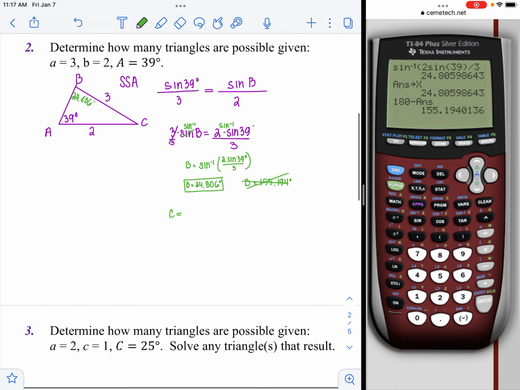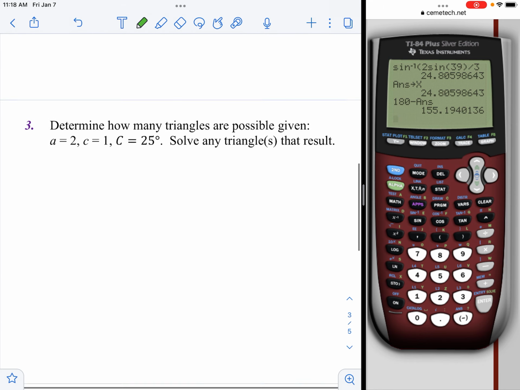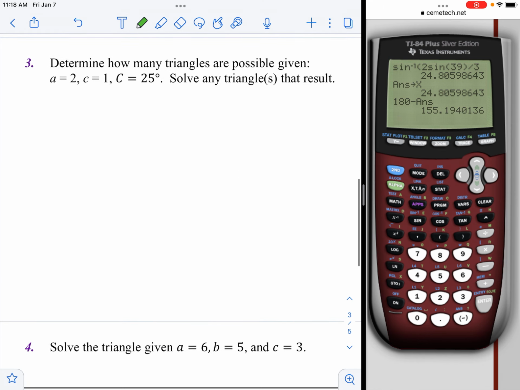Wait, what are the directions here? Determine how many triangles are possible. I don't even have to do the rest of that. Okay, so I think in the upcoming ones, I'll have to go find the rest of these. But on this one, the directions are just how many triangles are possible. This is one triangle. If you want to practice and find the other angles, I believe I have that on my answer key. All right, didn't read the directions on those first two.